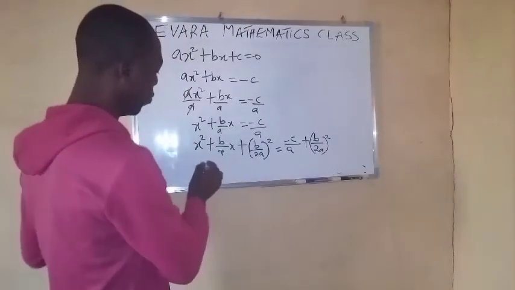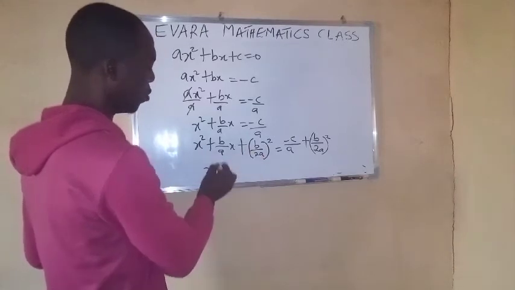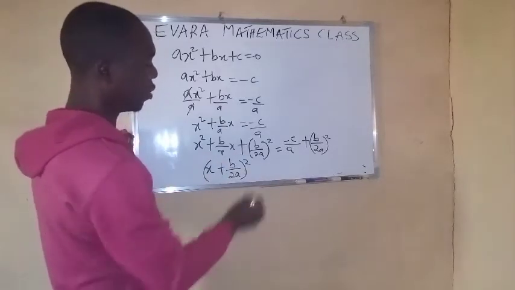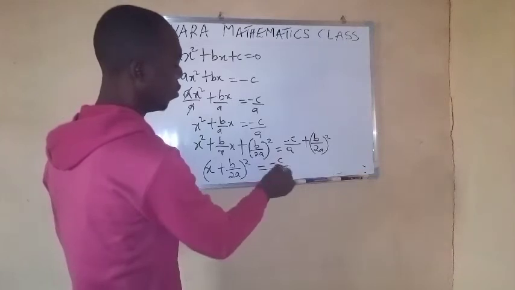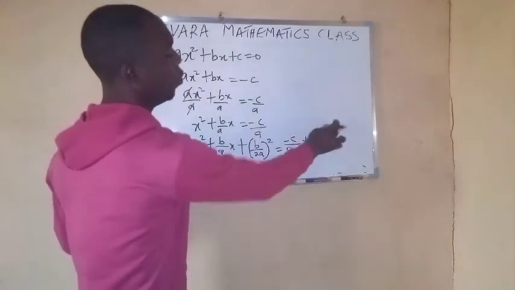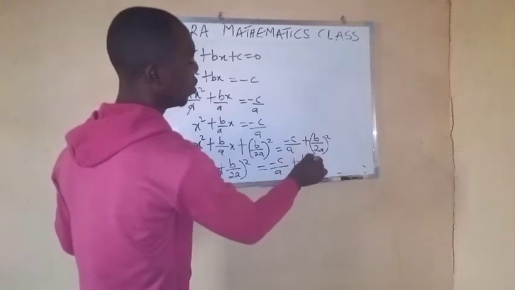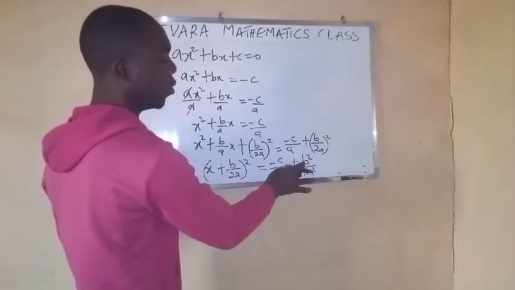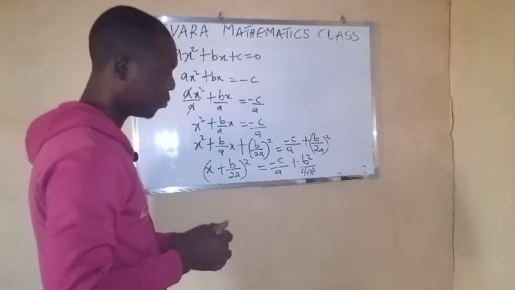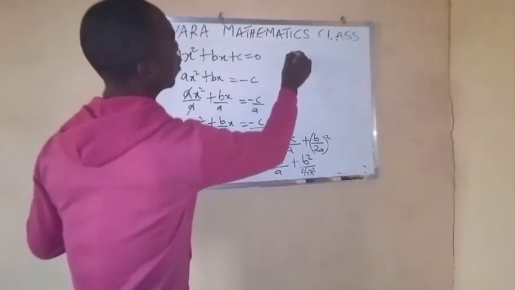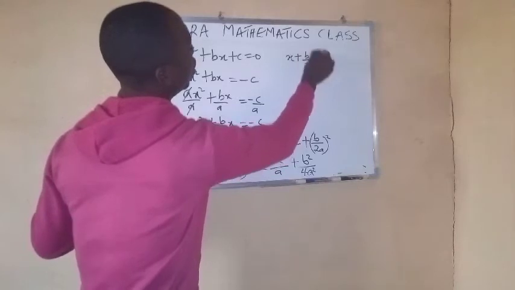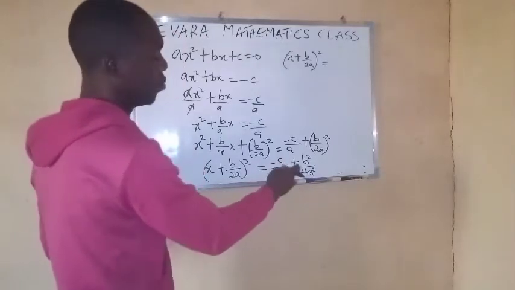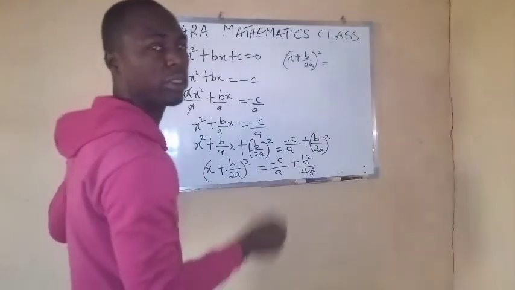So now you pick x and this one in bracket, then you put your square outside the bracket. So this is minus c over a plus, if you open this bracket, b squared over 2a squared. That will give us 4a squared, because 2 squared is 4, then a squared. So here we have x plus b over 2a squared is equal to, we find the LCM here. LCM of a and 4a squared is 4a squared.